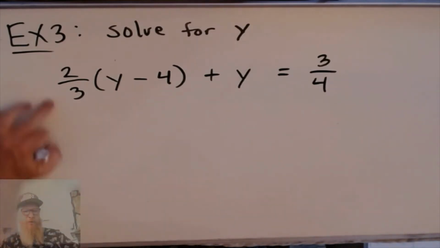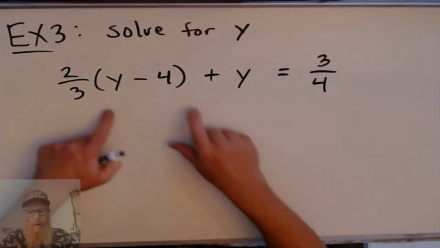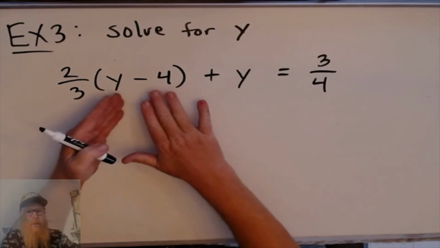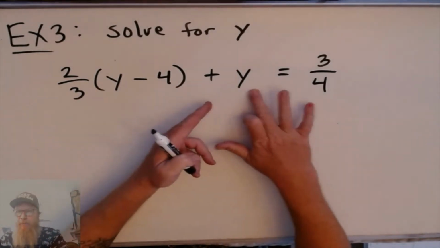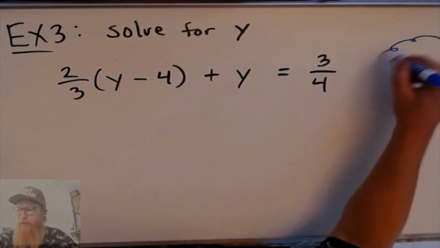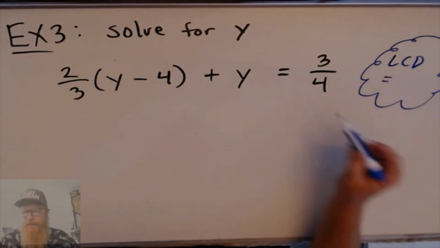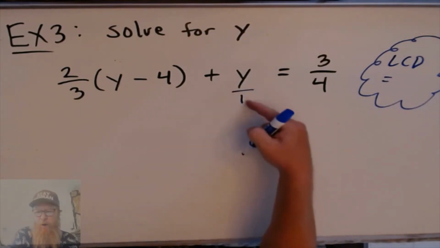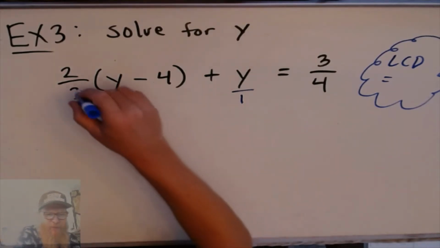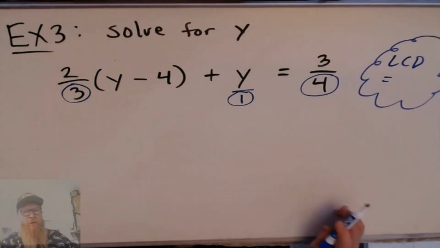So I got 2/3, parentheses y minus 4. Sometimes we call this the quantity y minus 4. So 2/3 times the quantity y minus 4 plus y is equal to 3/4. Let's do our LCD bubble here. LCD, again, there's an invisible 1. If you don't see a denominator, there's an invisible 1. So the LCD of 3, 1, and 4.